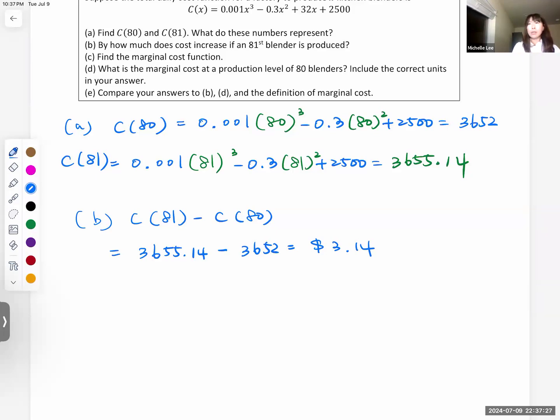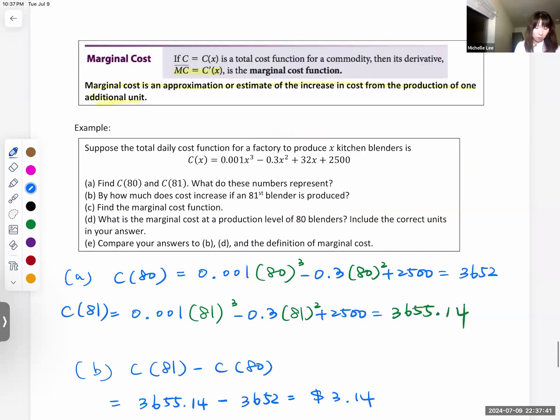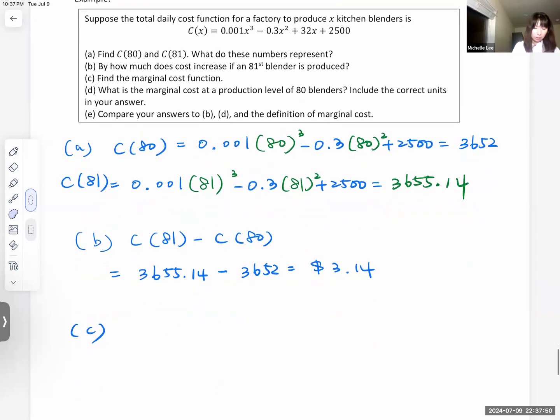Okay, now C, find the marginal cost function. How do we find the marginal cost function? It's right there, right? Marginal cost. So we do the derivative of the cost function, right? So for the marginal function, they use notation like that, C prime of X.